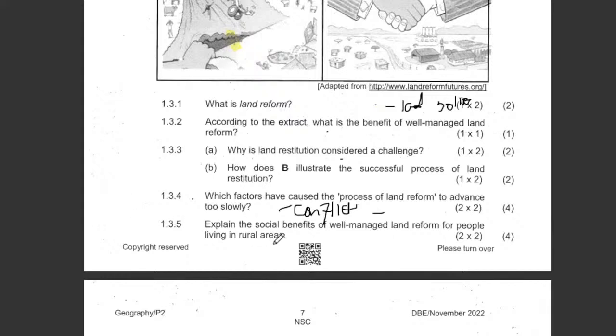Okay. 1.35. Explain the social benefit of the well-managed land reforms. Social. The question is looking at social benefits. So if you talk about social, what do we talk about? It helps to reduce poverty. Remember here we write it in a sentence. Poverty will be reduced. That's the first social benefit. Number two, it will stabilize relationships.